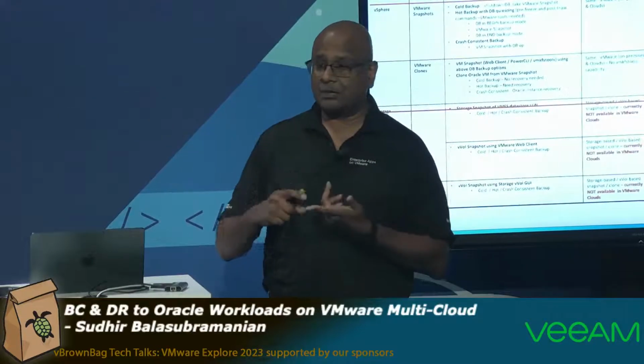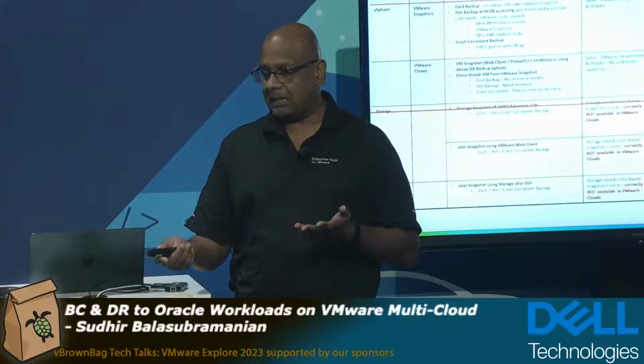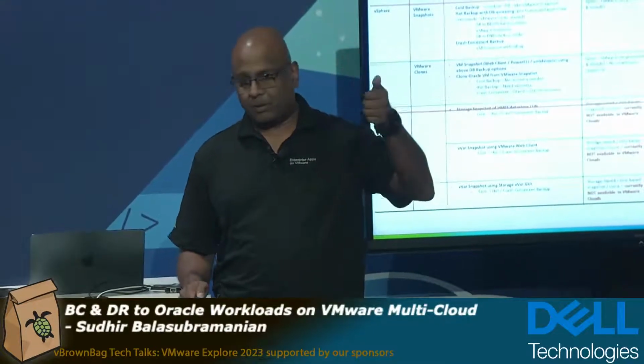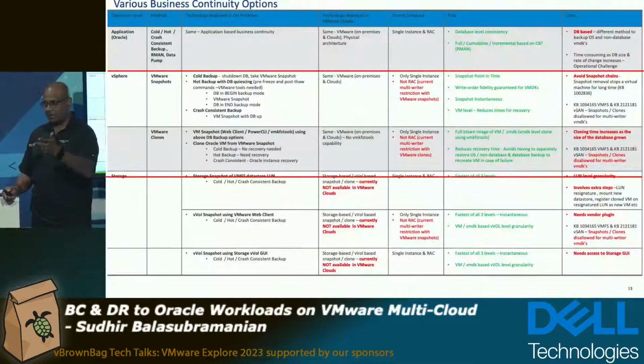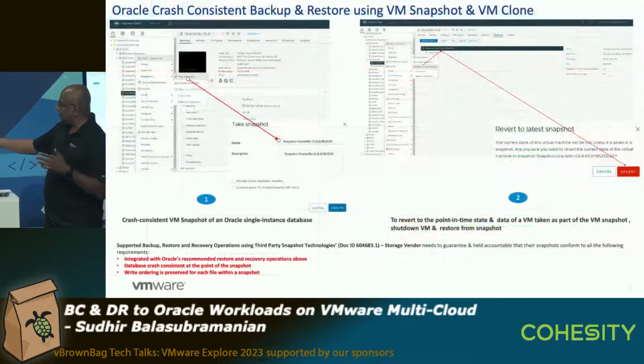The third option is storage-based, where you can use LUNs, which means take a snapshot of the LUN or take a clone of the LUN, or take a snapshot of the vVol or a clone of the vVol. So you have the Oracle way of doing it, the VMware vSphere way of doing it with snapshots and clones, and third, the storage array or virtual volume way of doing it. So you have different ways of doing it, right?